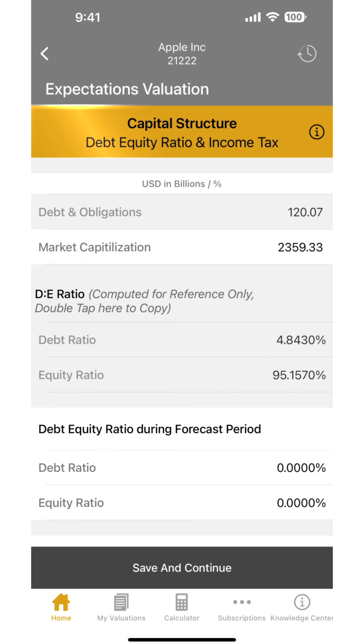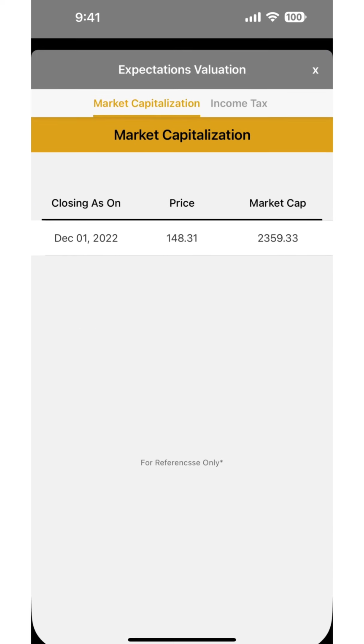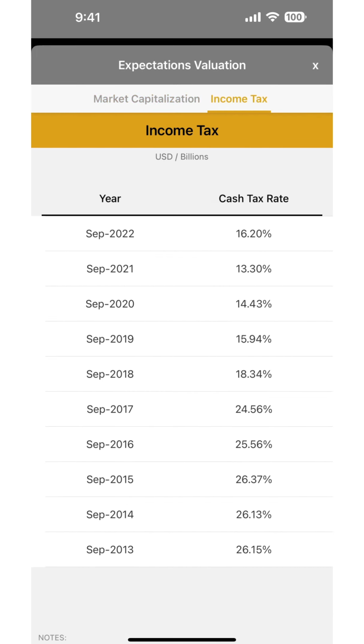Now we advance to the capital structure and income tax screens. The capital structure gives the breakup of debt at book value and market capitalization of equity. The app uses market value of equity to compute the debt-equity ratio. Users can refer to the history icon on the top right corner of the screen to view the market price and cash income tax rate history for Apple.